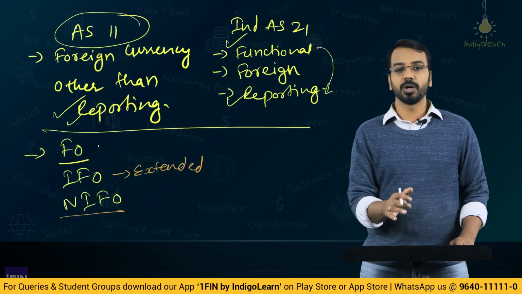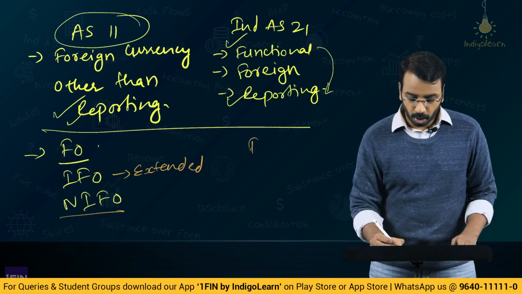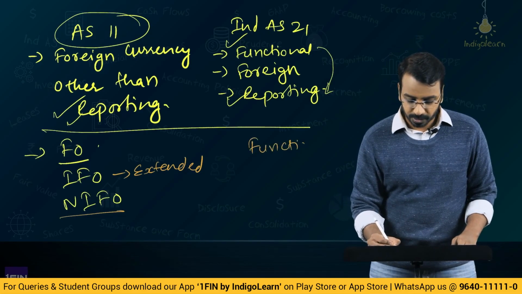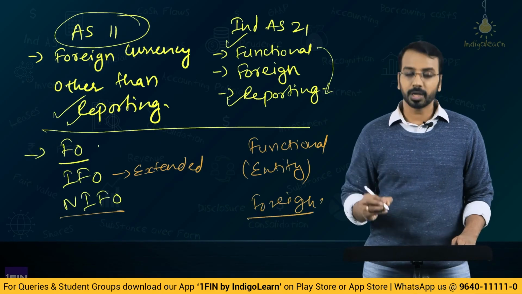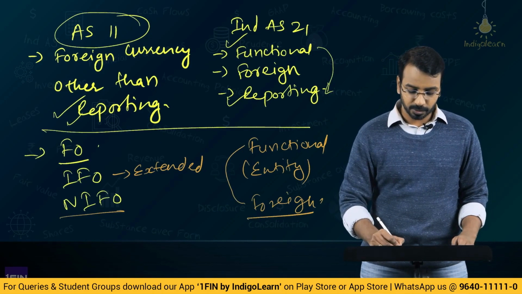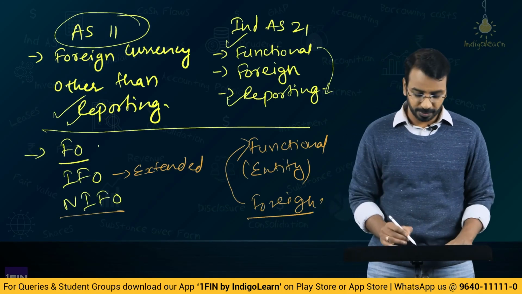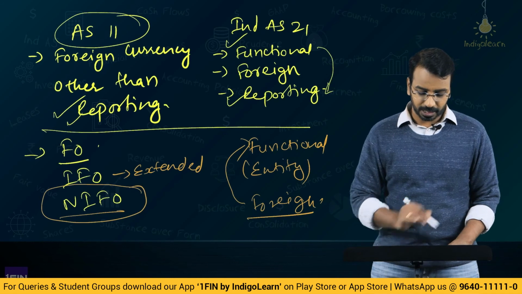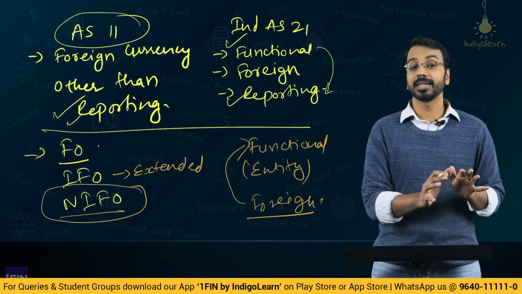When you come to Ind AS 21, you don't look at IFO or NIFO, you just look at what is the functional currency of the entity and what is the foreign currency. Okay. Now, if the foreign operation has a foreign currency, you apply the translation principles and convert everything into the functional currency. Now, the result of this will be similar to what we get under NIFO.